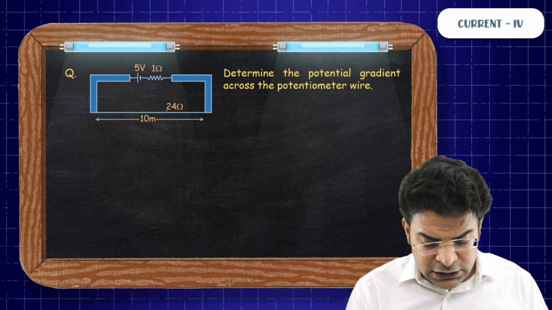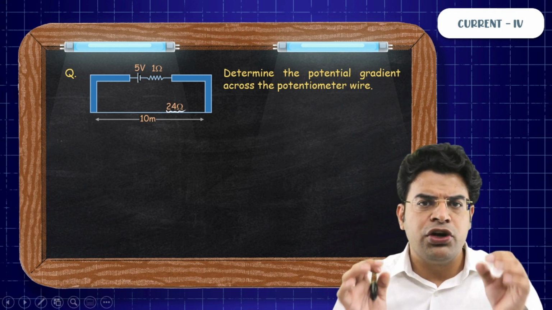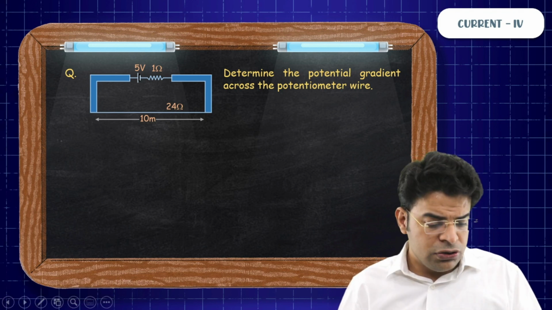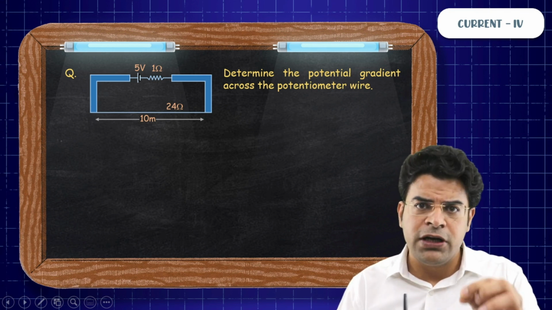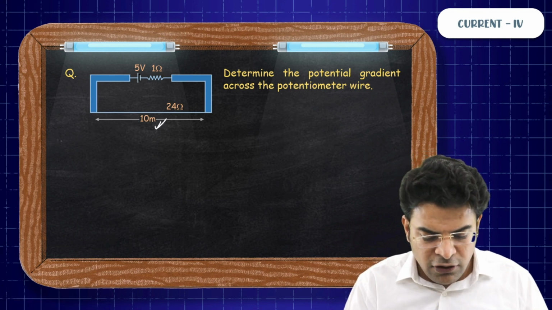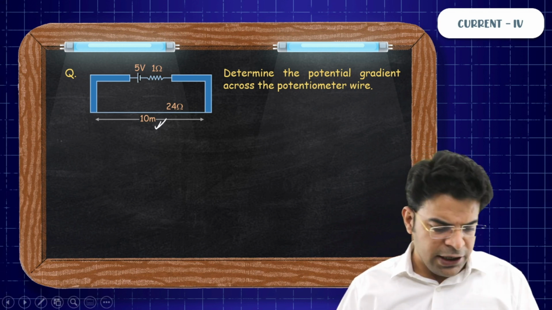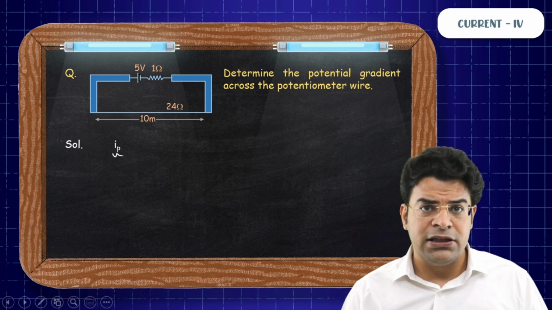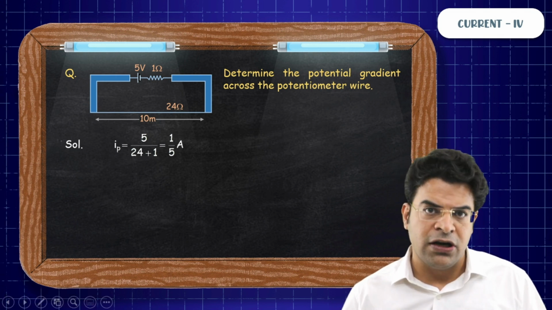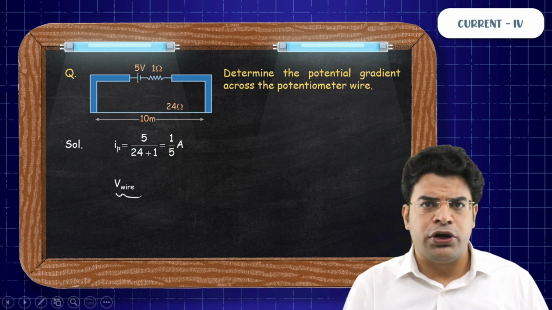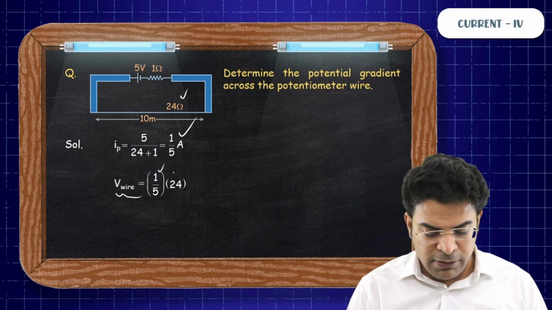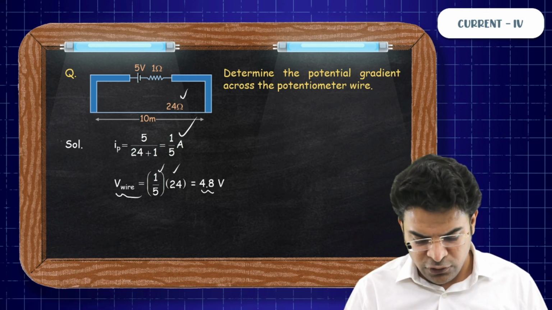I also know the potential drop across the potentiometer wire. The potential drop across the potentiometer wire has to be its resistance 24 multiplied by current in the loop. Since I know the current in the loop and the resistance of the potentiometer wire, I know the potential drop across the wire, and dividing that potential drop by the length of the wire, I will get the potential gradient. So the current in the circuit has to be 5 upon 24 plus 1, that is 25. So you get 1 by 5 ampere. Now the potential drop across the potentiometer wire has to be the current flowing through it multiplied by its resistance, which is 24. So you get 1 by 5 into 24, which gives you 4.8 volt.